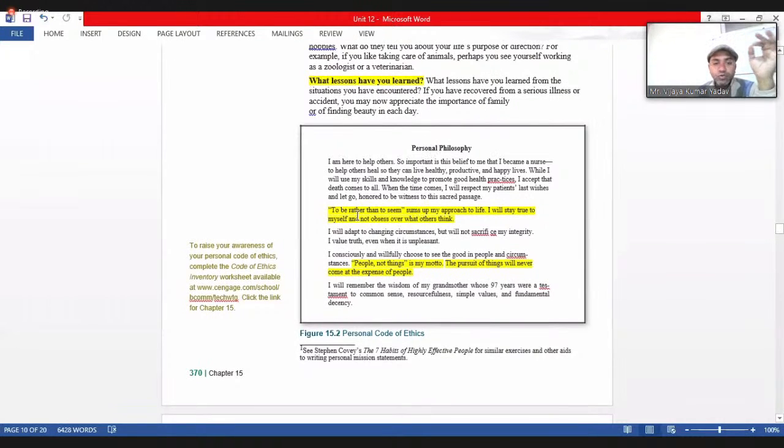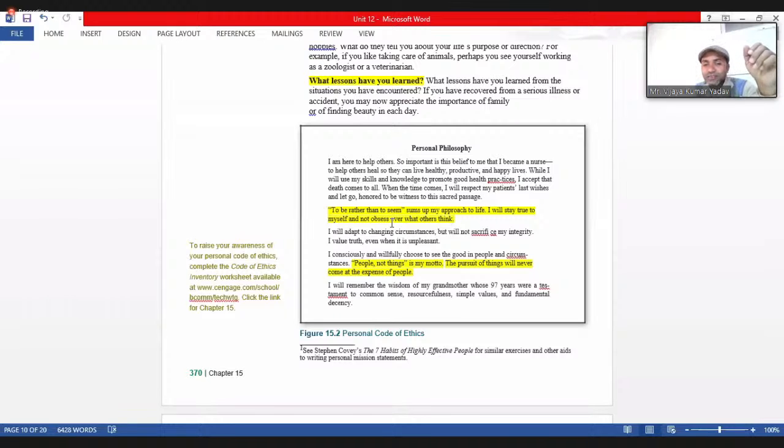What does the personal philosophy say? This is important: to be rather than to seem. It means you must be, you don't seem. For example, you must be honest. Be honest. Don't seem to be honest. Right now, you have two things: one is be honest, another is seem to be honest.